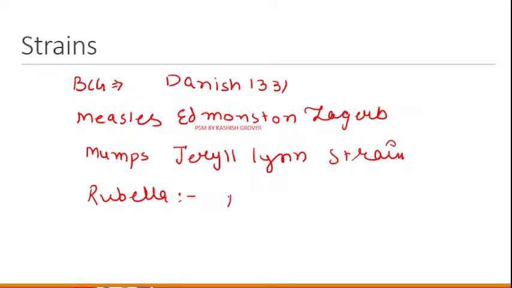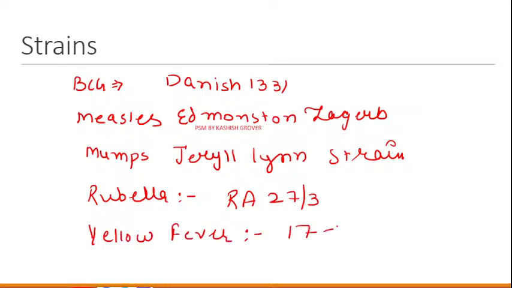Who will tell me about rubella? It is RA 27/3. What about yellow fever? Yes, everyone. What about yellow fever? 17D. Okay, varicella. Who will tell me about varicella? It is OKA strain. OKA strain. And last, what about JE?